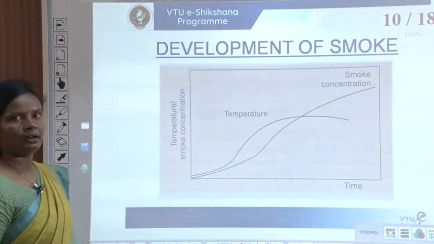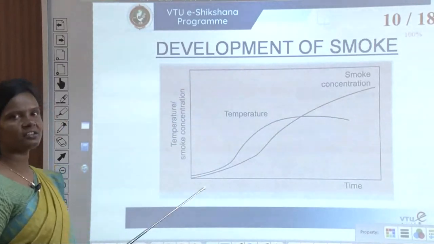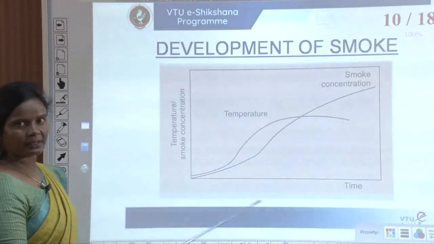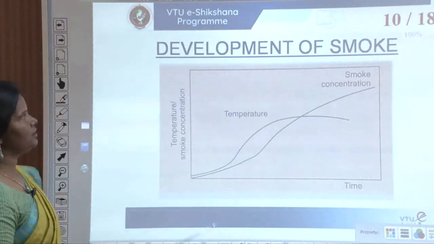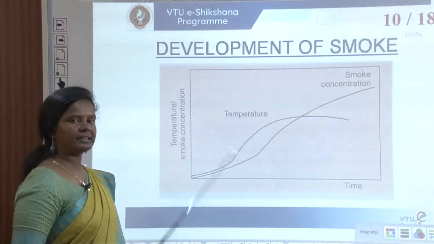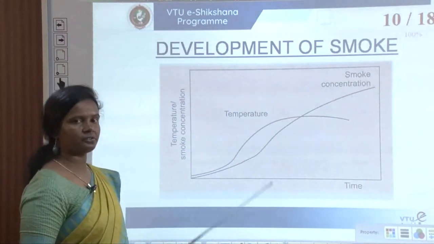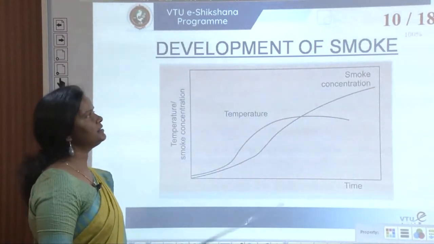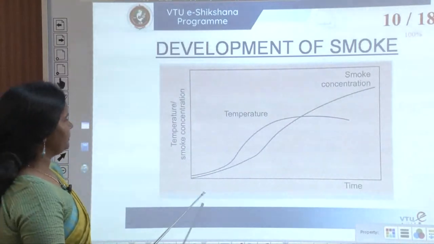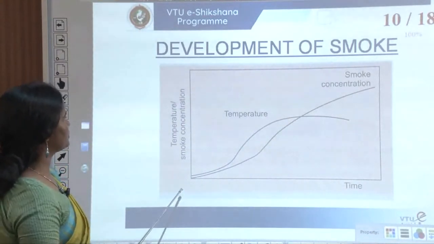So when the fire occurs, immediately the smoke spreads out through the space. How the smoke increases with respect to time is shown in the chart. While considering the building design, first and foremost we have to design for fire safety, and in that, smoke is something we have to consider while designing. So let's say this is a time chart, time with respect to temperature and smoke concentration.